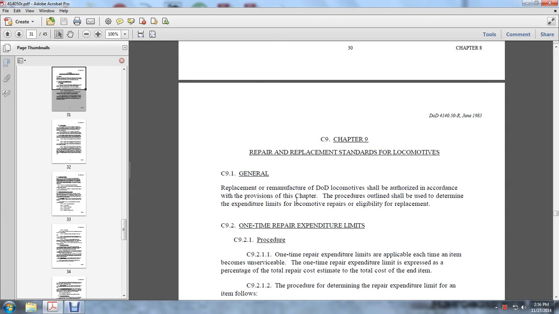Chapter 9, Repair and Replacement Standards for Locomotives. General: replacement or remanufacture of DoD locomotives shall be authorized in accordance with the provisions of this chapter. The procedures outlined shall be used to determine the expenditure limits for locomotive repairs or eligibility for replacement.